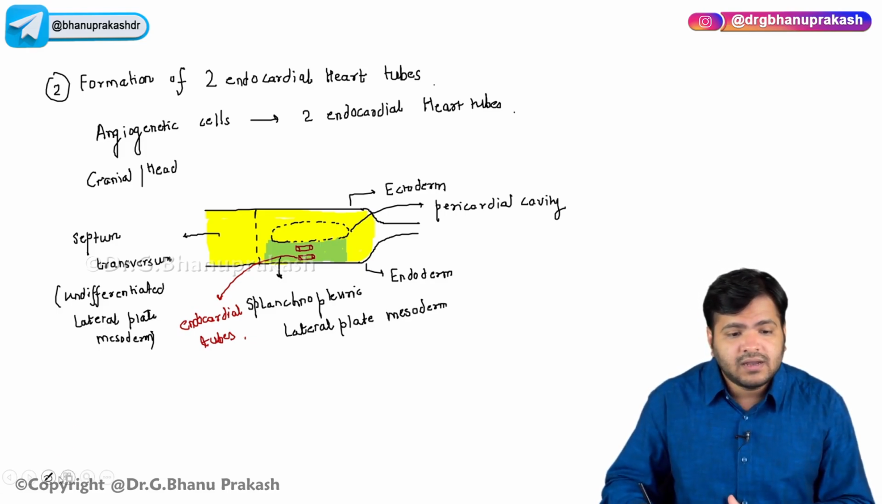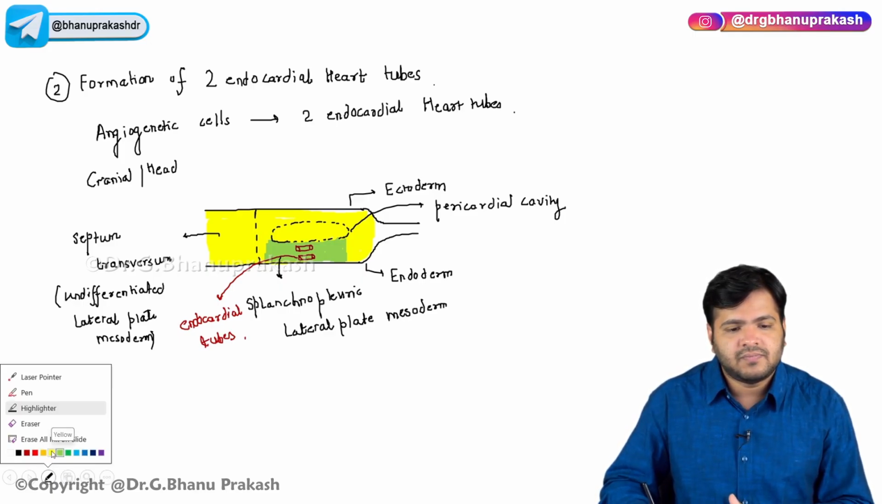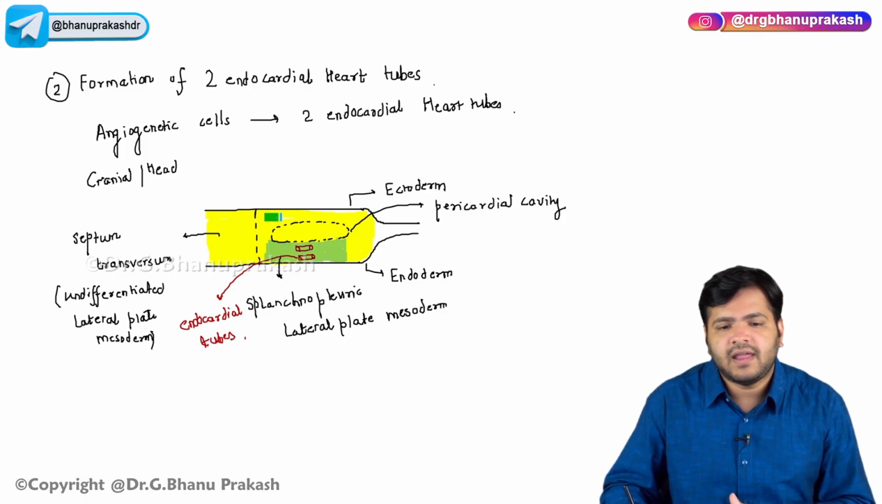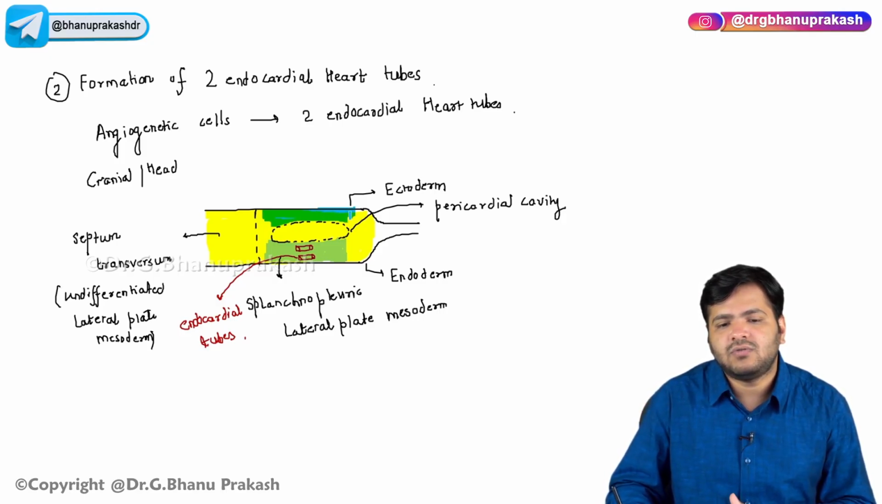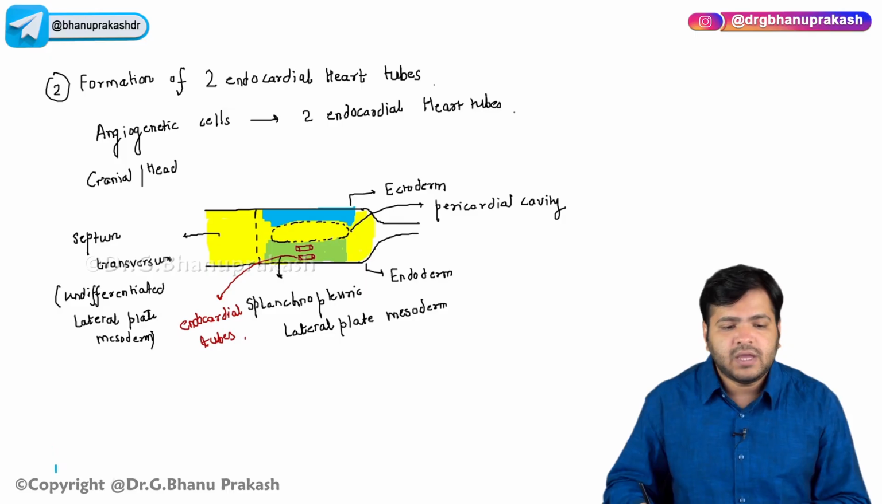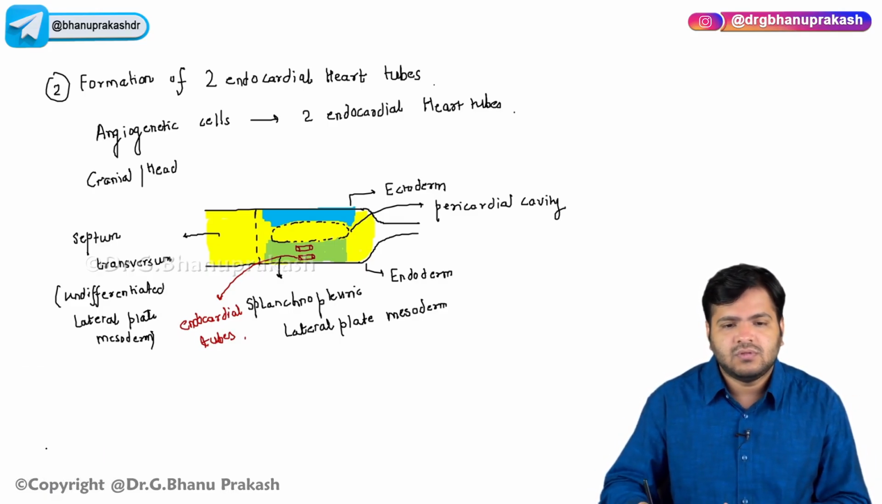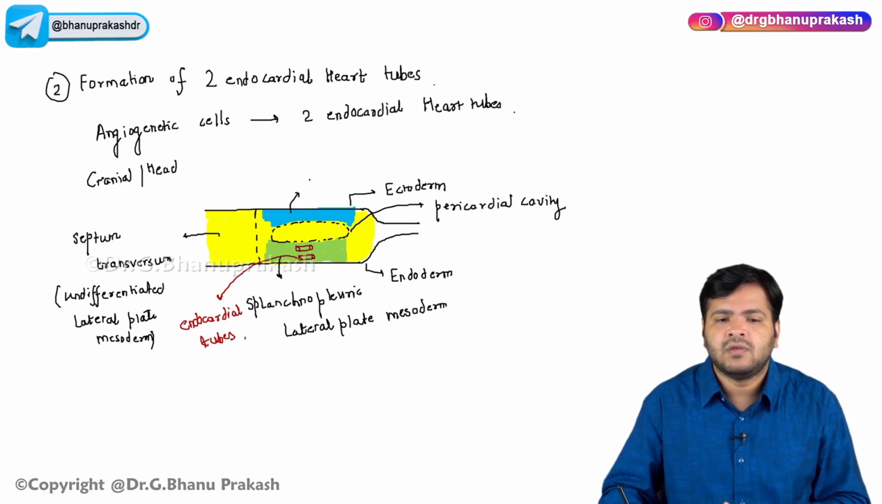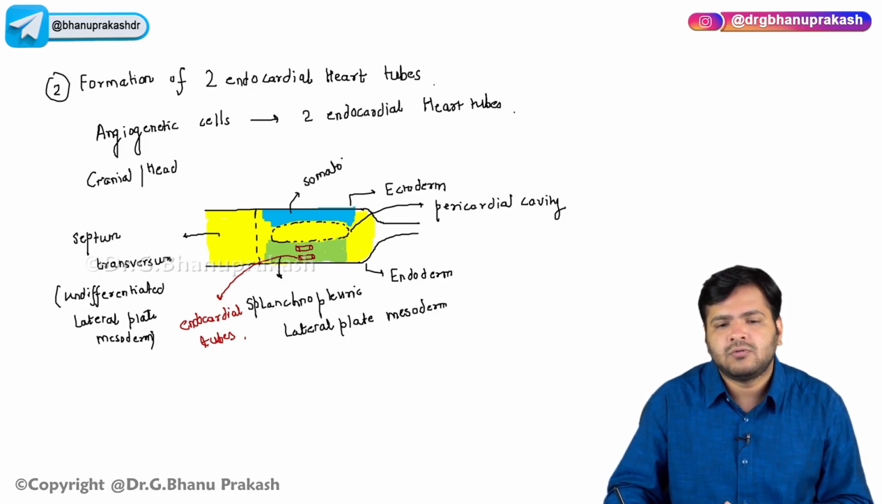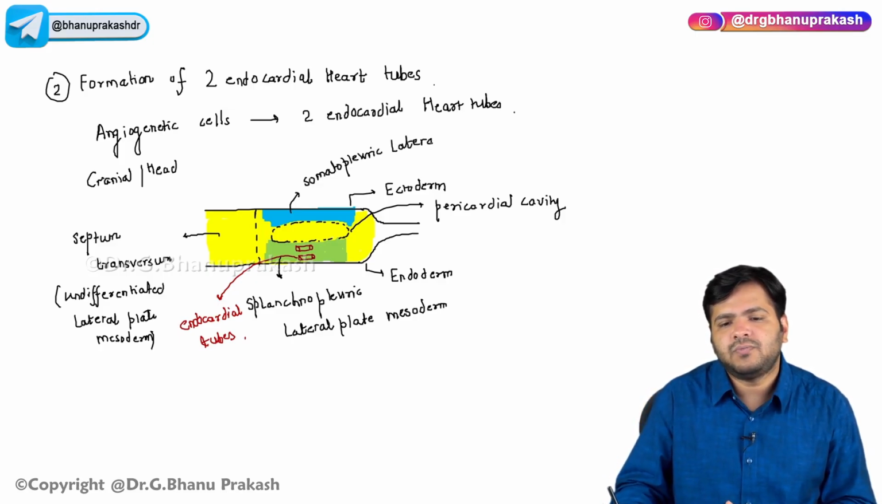Now between the pericardial cavity and the ectoderm, this area which I am highlighting, this mesoderm will be called the somatopleuric lateral plate mesoderm. Somato means towards the body wall, towards the ectoderm, so this will be called the somatopleuric lateral plate mesoderm.